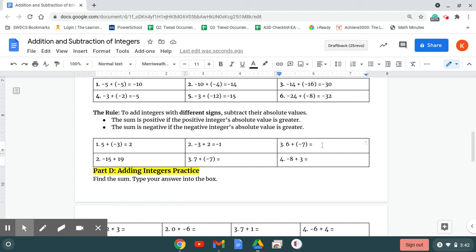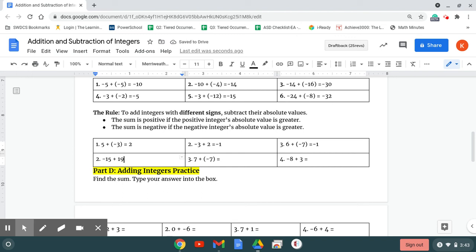All right, number 3, 6 plus negative 7. Different signs, so we're going to subtract. 7 minus 6, which is 1. And then we find, what is the biggest number? My computer froze. The biggest number is 7, and is 7 positive or negative? 7 is negative, so we're going to put negative.